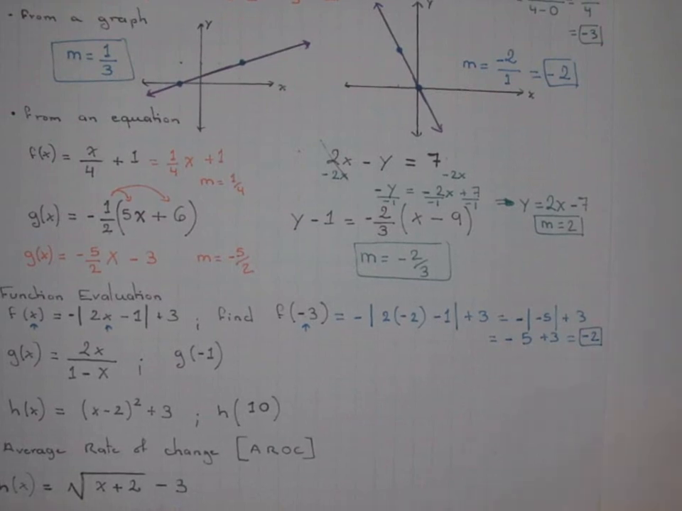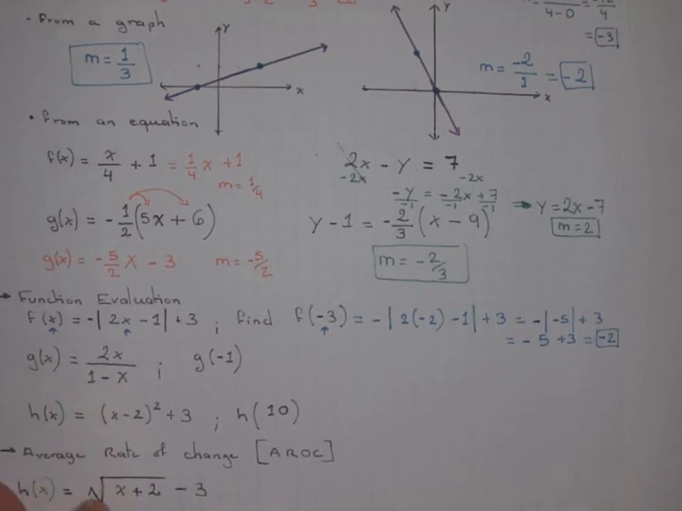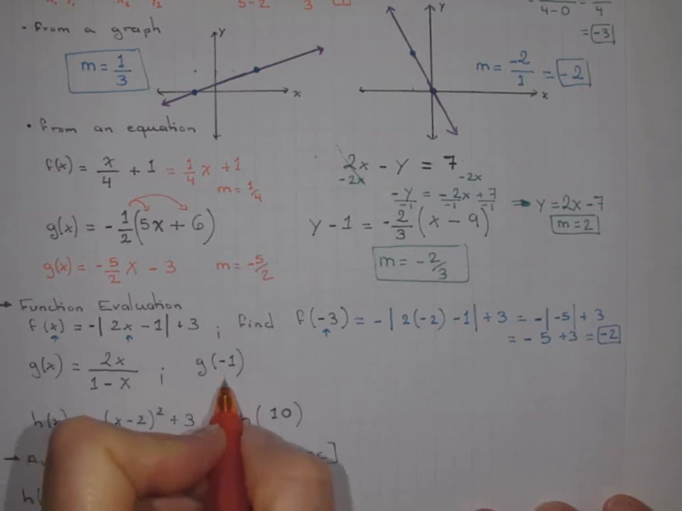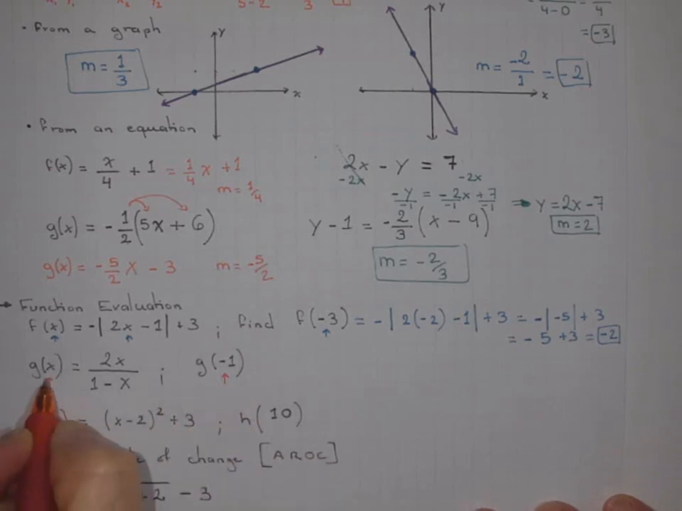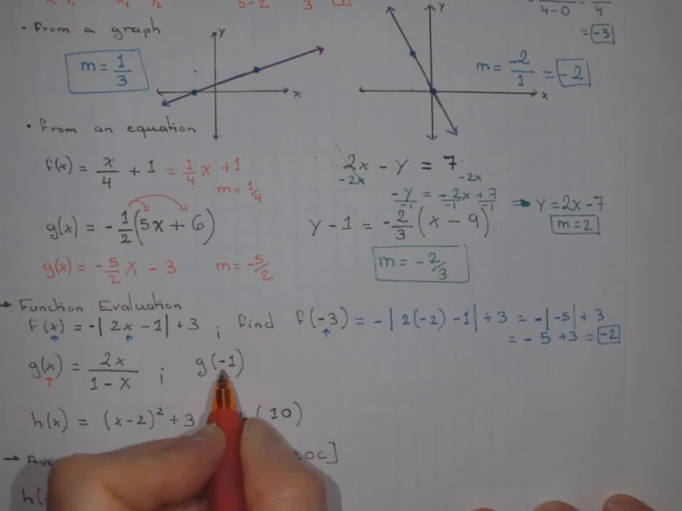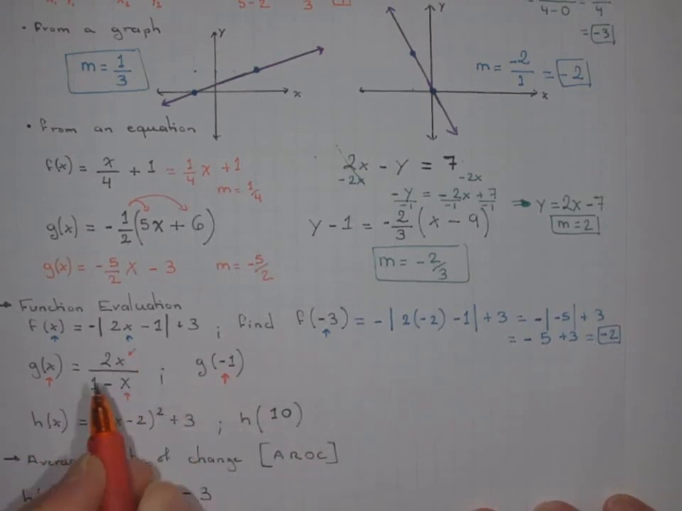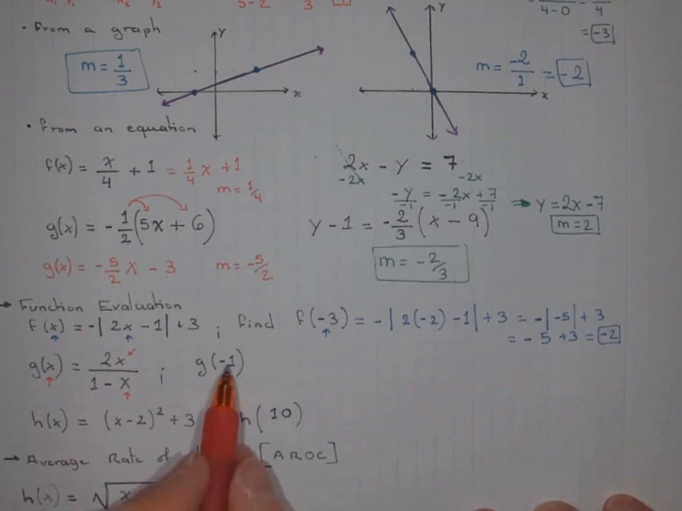Change colors. g of x is equal to 2x over 1 minus x. So here I gave you a function that's not linear, purposely, just so that we can see different scenarios, right? The idea is the same. I'm given a g of x function and I need to evaluate g of -1. That means that wherever I used to have an x, I need to now replace that x by a -1. So I had an x here and an x here. Both of those x's have to be replaced by -1.